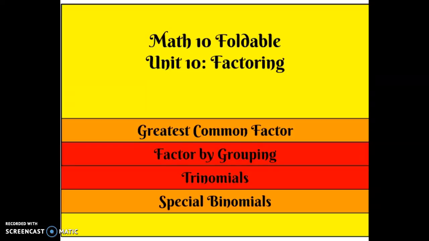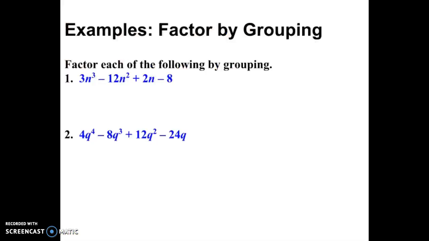Okay, for today's lesson, we are going to talk about factoring by grouping, which is the second tab in the foldable. Yesterday we talked about greatest common factor, and you'll need to know how to do that to do factoring by grouping. So we'll do 4 examples total in our foldable for this video, and we'll go ahead and get right to it.